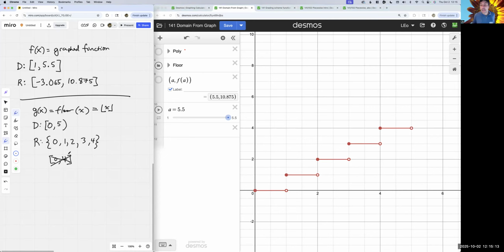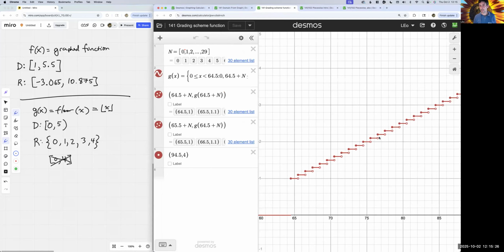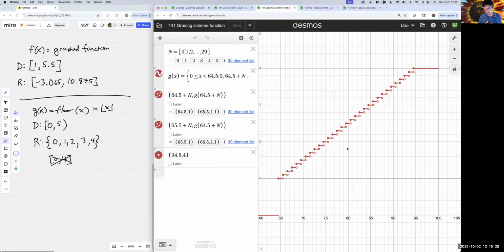Okay. This is an interesting kind of function. I mean, it's interesting in its own right. This is, in fact, the kind of function I use for your grading scheme. A little step function. So, at the end of the quarter, you get a percentage, and I'll convert that percentage to something on the 4.0 scale.